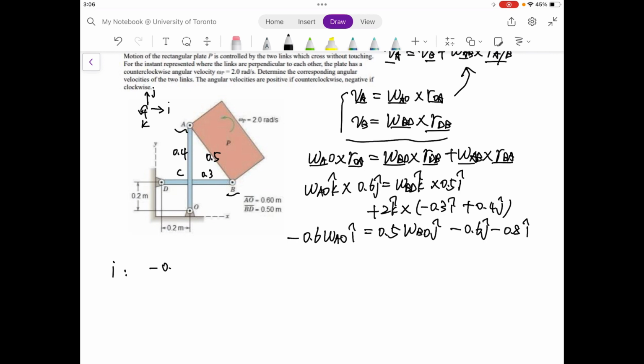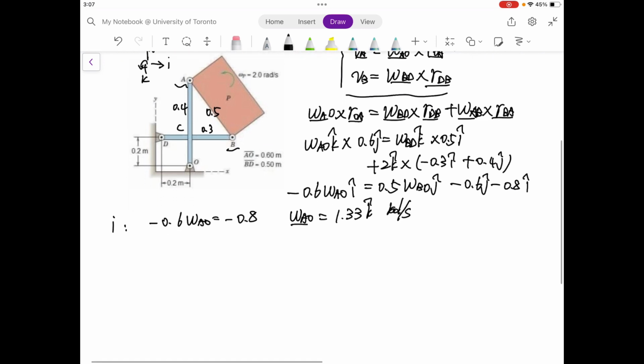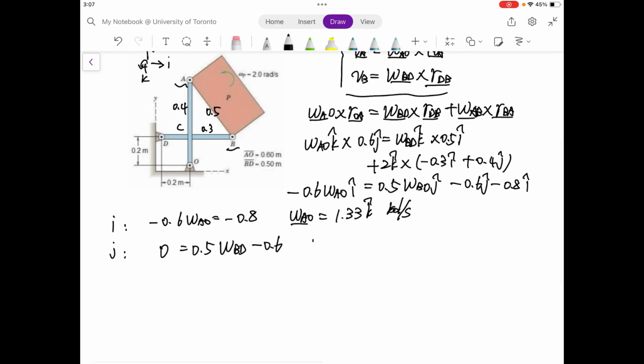So in I direction, negative 0.6 omega AO is equal to negative 0.8. So omega AO is equal to 1.33 K radian per second. In J direction, 0 is equal to 0.5 omega BD minus 0.6. So omega BD is equal to 1.2 K radian per second.